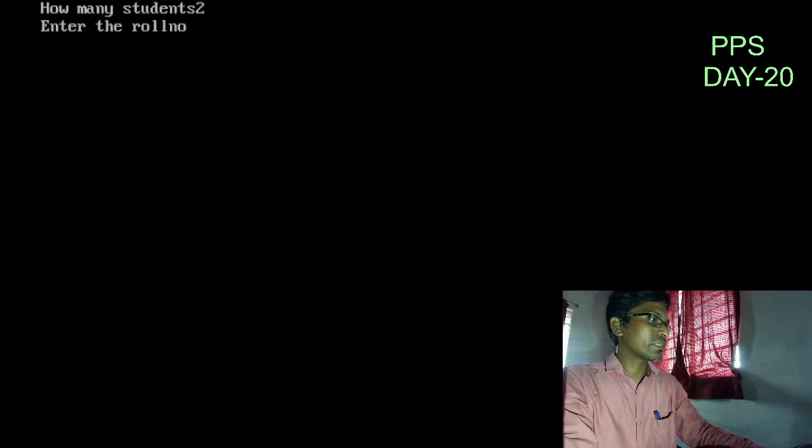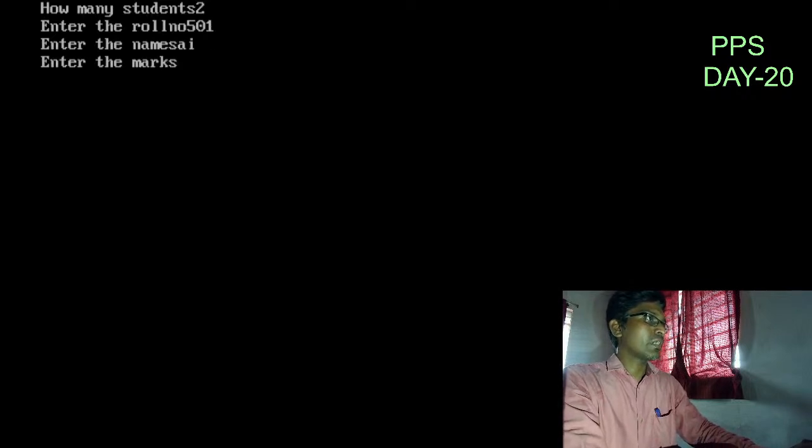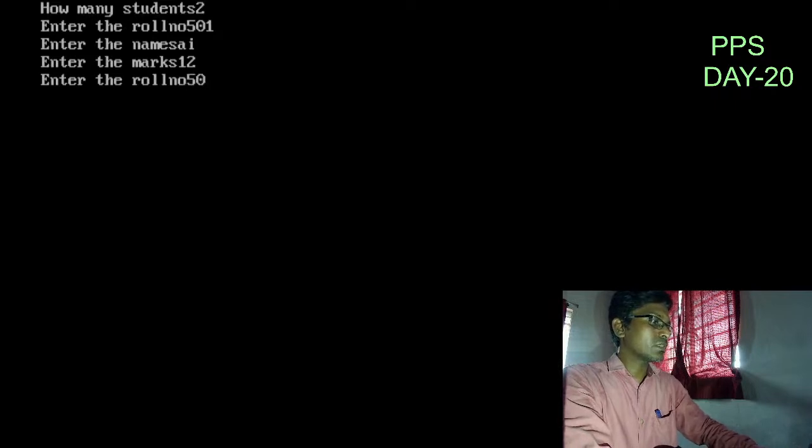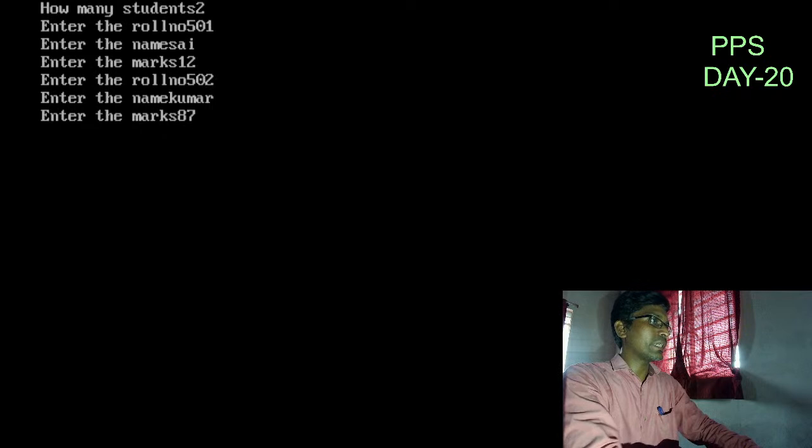Then I want to enter the roll number. The roll number is 501, the name is Sai, and the marks I will enter are 12. Next I will enter the second student's data. The roll number is 502, the name is Kumar, and the marks are 87.